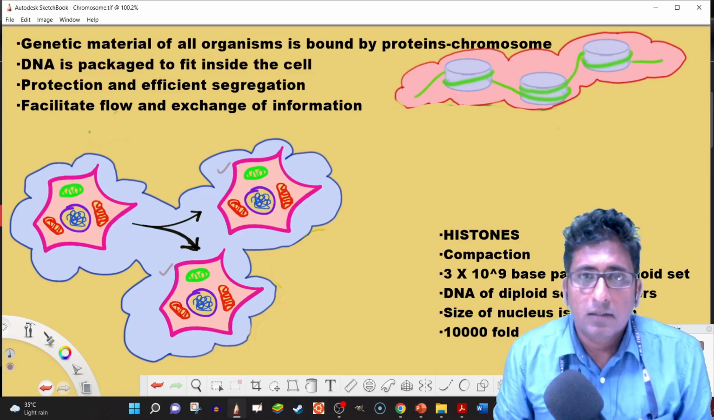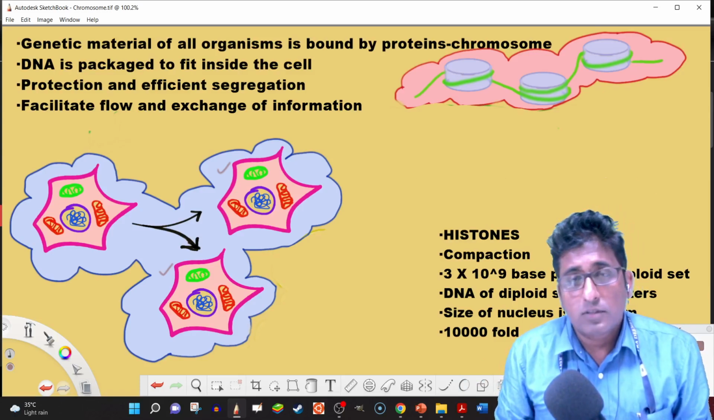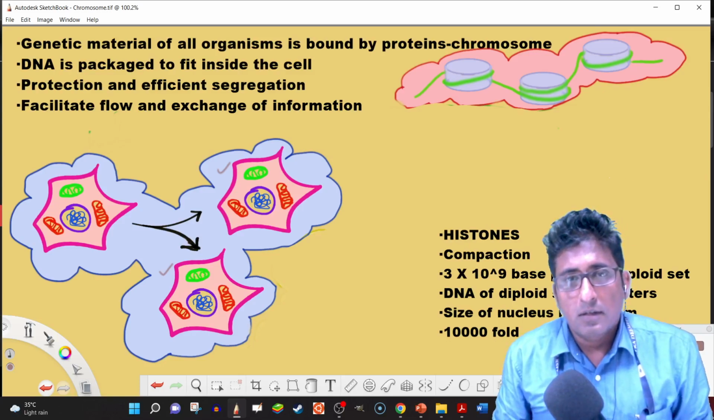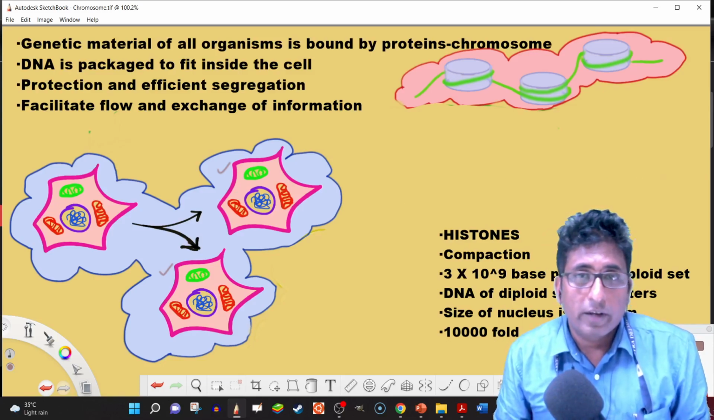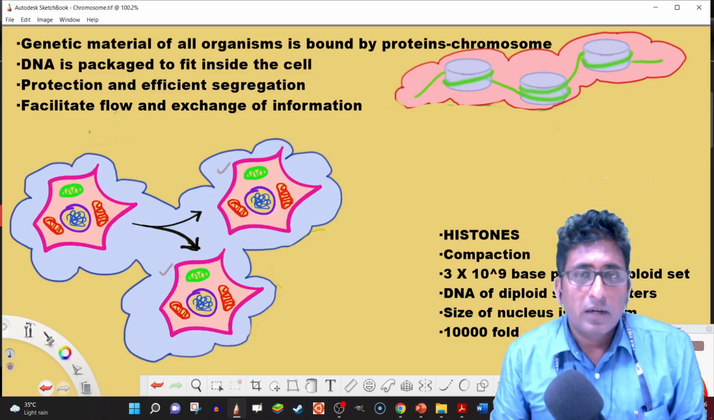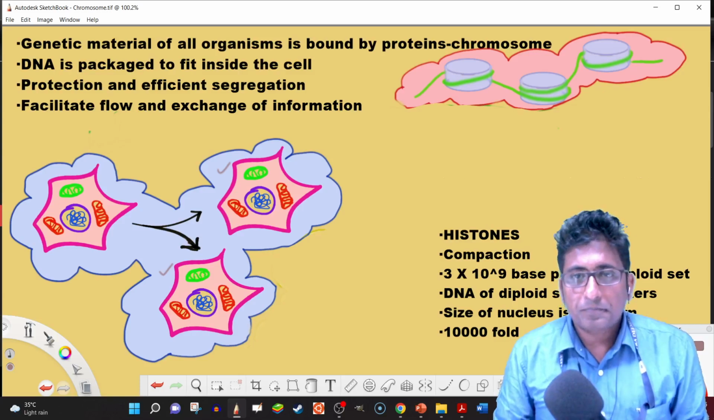Even in bacteria, there are some proteins. It's not as compact as we see in eukaryotes, but all chromatin has proteins as well as histones or histone-like proteins. Not only these, there are also many other proteins that bind, which are regulatory in nature, involved in regulation of several genes, repression included.